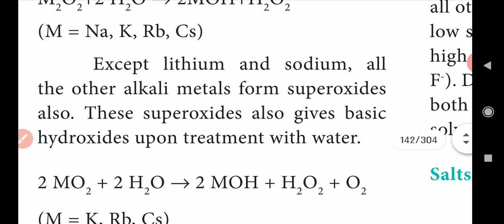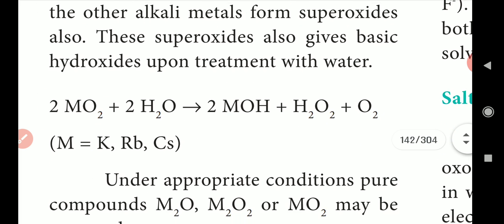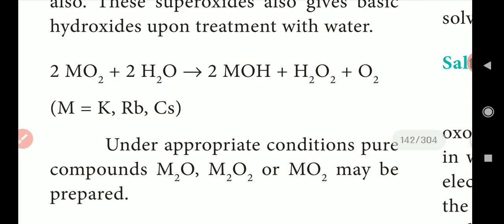Listen here, all other alkali metals also form superoxides. The superoxides also react with water. They produce metal hydroxides, hydrogen peroxide and oxygen.